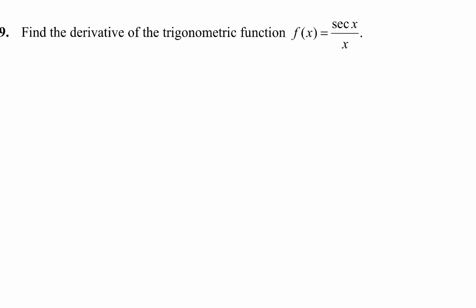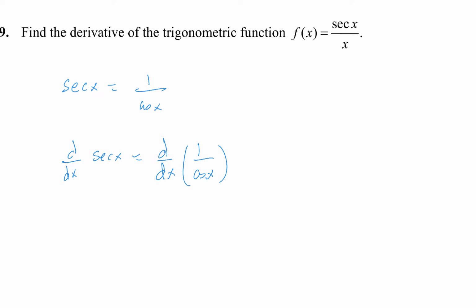Okay, now let's do problem 9. It says like this. Find the derivative of the trigonometric function secant x divided by x. Remember that secant x is 1 divided by cosine of x. And what is the derivative with respect to x of secant x? The derivative with respect to x is the derivative of 1 divided by cosine of x. And what is the derivative applying the quotient rule to this function?